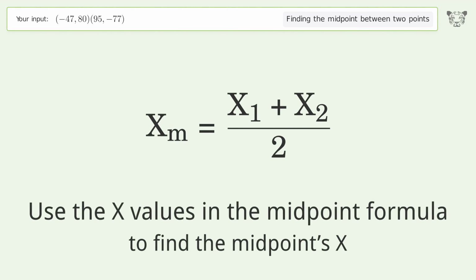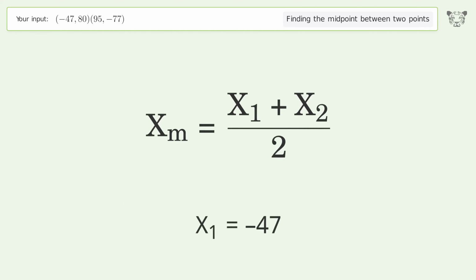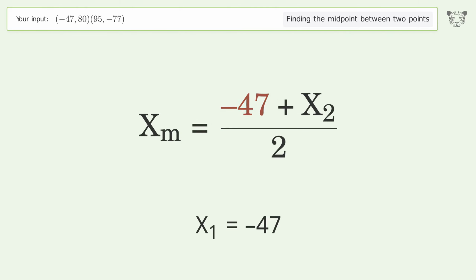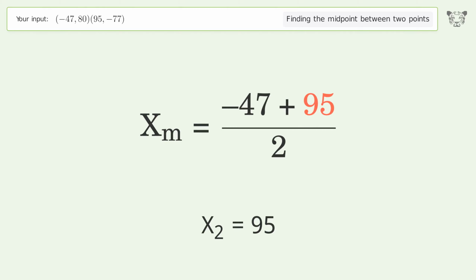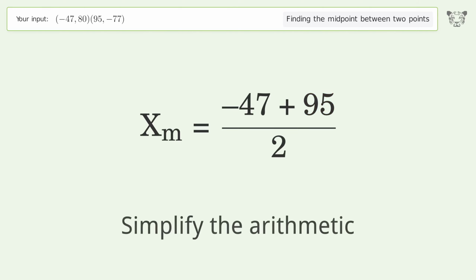Use the x values in the midpoint formula to find the midpoint's x. x1 equals -47. x2 equals 95. Simplify the arithmetic.